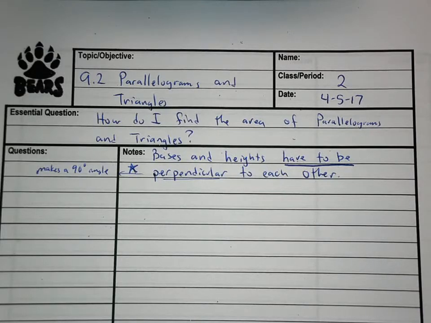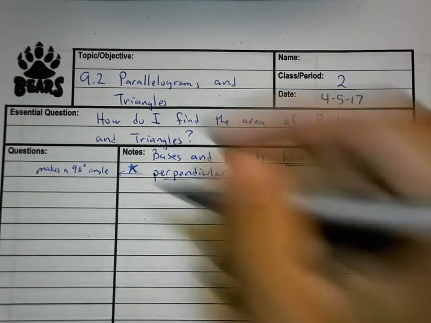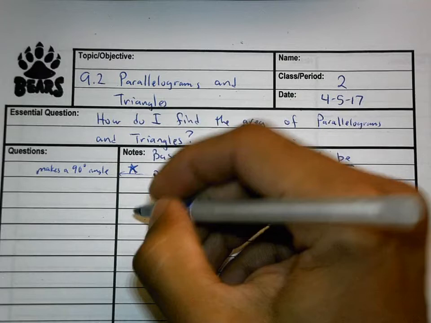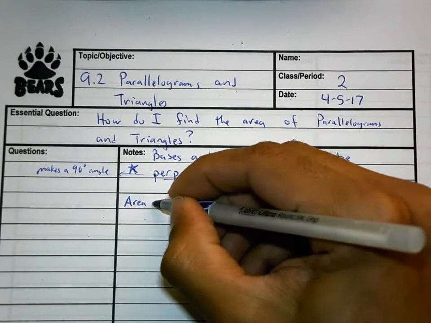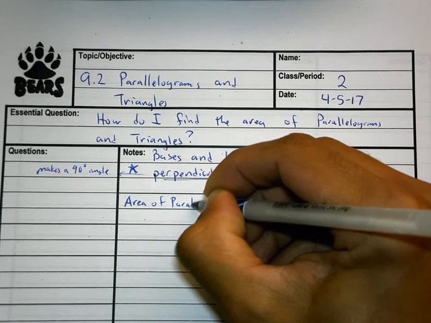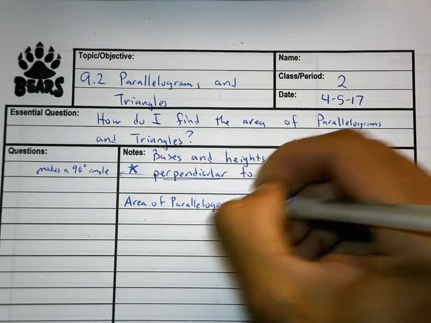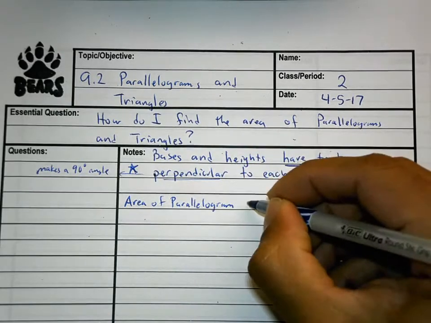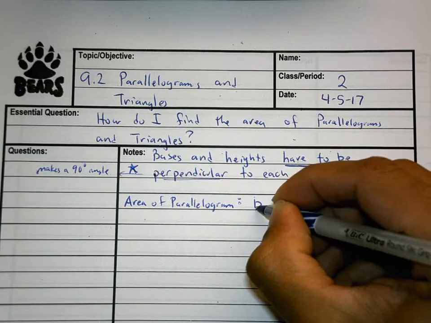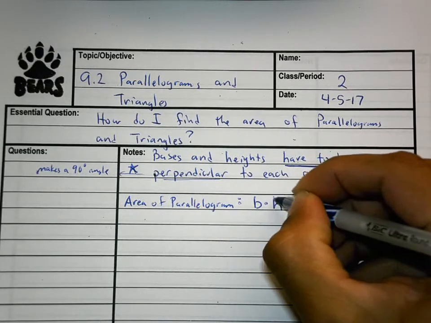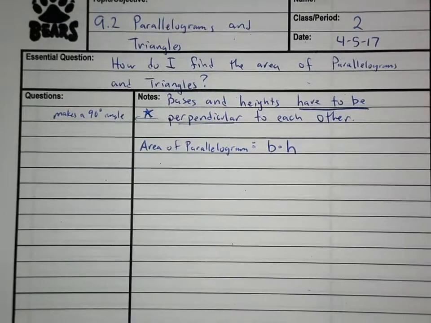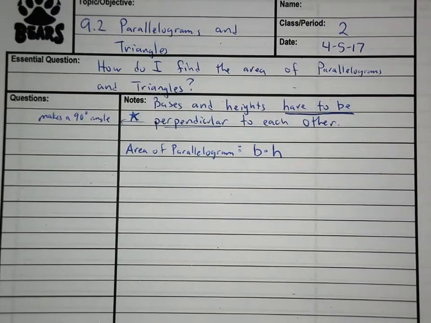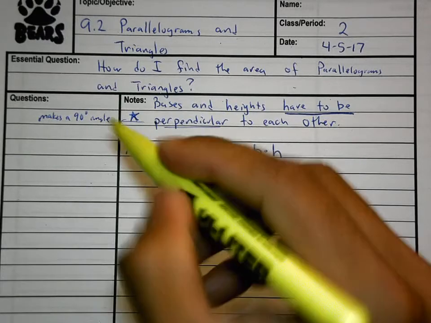So that leads us to what the formula is for the area of a parallelogram. The area of a parallelogram is base times height. I'm going to highlight that. That's it.